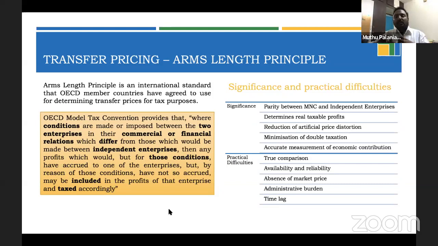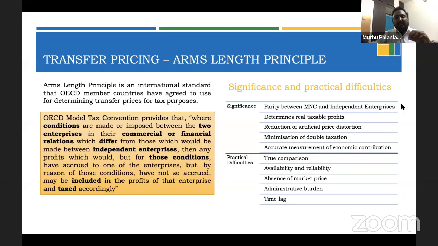Why is it significant and why is it making an impact in your business scenario? The first significance is the parity between the MNC and the independent enterprises. When you say parity, it is giving equal footing, bringing both the MNCs and the independent enterprises into a balanced outlay. You are bringing both onto the same platform, trying to understand the same principles on which the MNC is operating and the independent enterprise is also operating. So bringing a parity between these two enterprises, removing the distinction between a related entity and an independent entity. So this parity becomes important. So that is one of the significances.